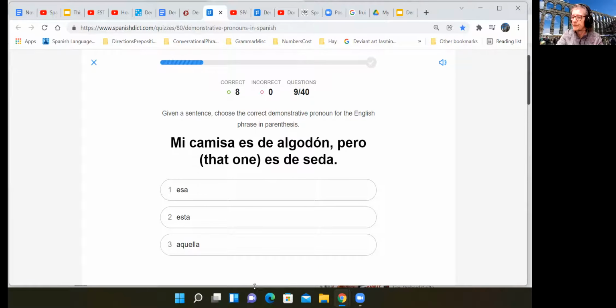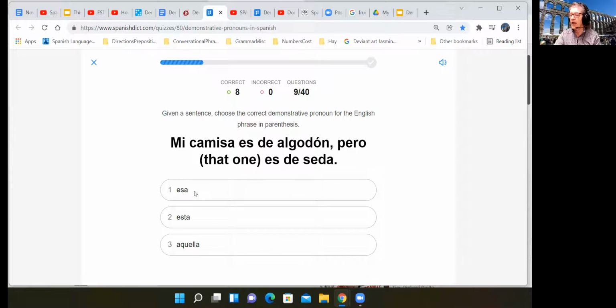See? Mi camisa es de algodón. My shirt is cotton. Esa es de seda, made out of silk, de algodón, made out of cotton. We say cotton shirt, silk shirt. When you mention the material it is made out of, it has to become de algodón because algodón is a thing. De algodón, cotton, de seda, silk. Okay.